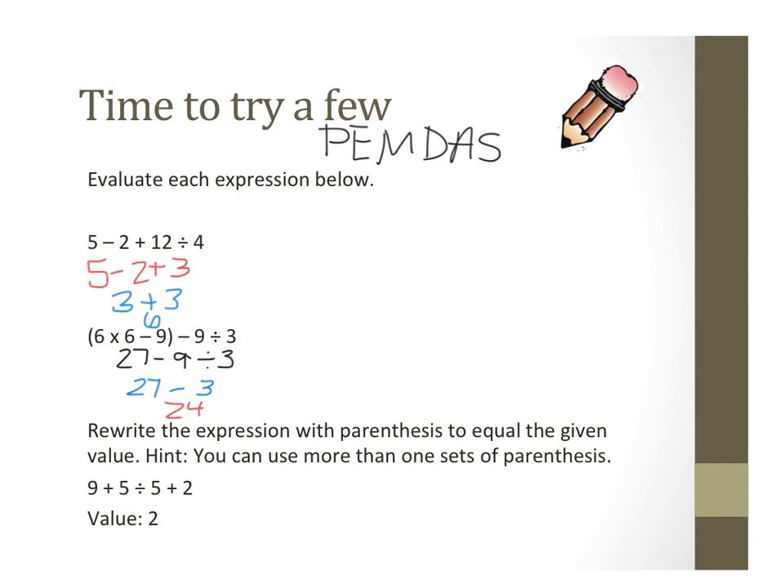This one was really tricky. That's why I gave you the hint that you could use more than one set of parentheses. Your parentheses should have gone here and here to get a value of 2. Because 9 plus 5 is 14, divided by 5 plus 2 is 7. 14 divided by 7 is 2.